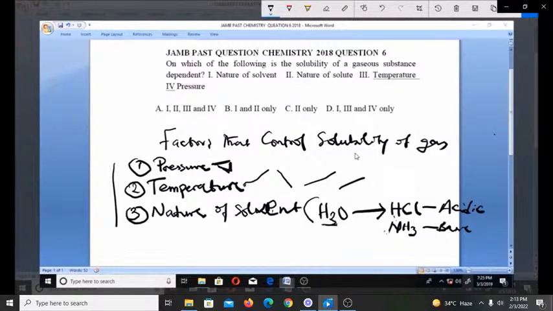So these are the three major factors, and from the options you can see that option D takes care of this, because I is nature of solvent, III is temperature, IV is pressure. So these are the three major things that the solubility of gases depend on. Provided you already have a solute, in this case the gas, the solubility will now depend on these three other things: nature of solvent, temperature, and pressure. So the right option is D.